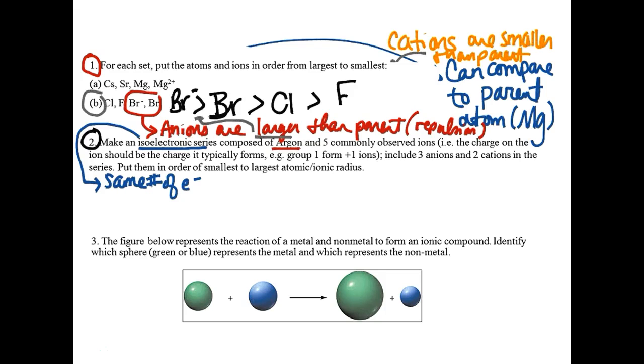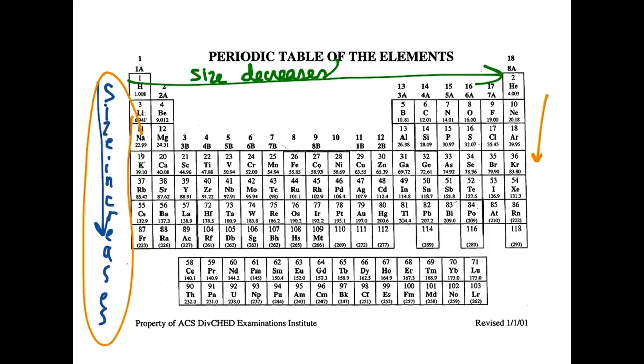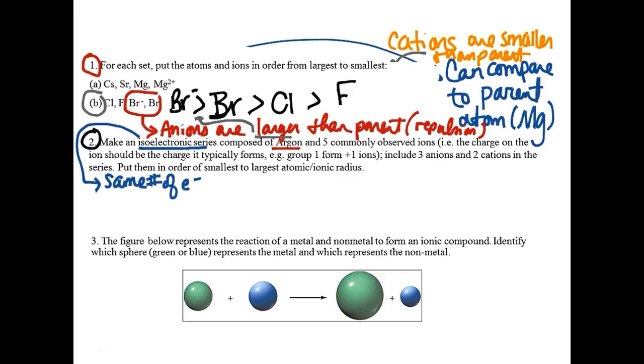So let's start with argon and go to the periodic table, and we will see that argon is number 18. So if argon is atomic number 18, that means it has 18 electrons because it is a neutral atom, 18 protons and 18 electrons. So we're going to put argon in the middle because some of these ions are going to be cations, which means they're going to have lost electrons. Some of them are going to be anions, which means they've gained electrons.